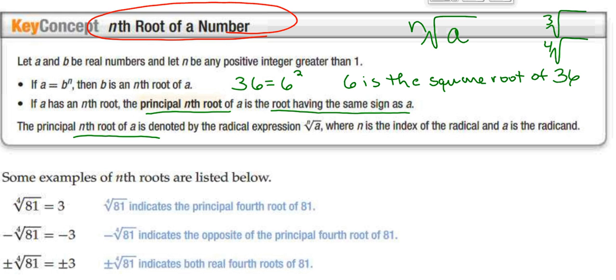So the principal nth root of A is denoted by the radical expression, the nth root of A, where n is the index of the radical and A is the radicand. And again, the higher we get into math, the more we want to write some of those words that are new to us. So that's kind of what I was writing there. That's the nth root of A. So it might be like the cube root of whatever number I would put in there as we go.